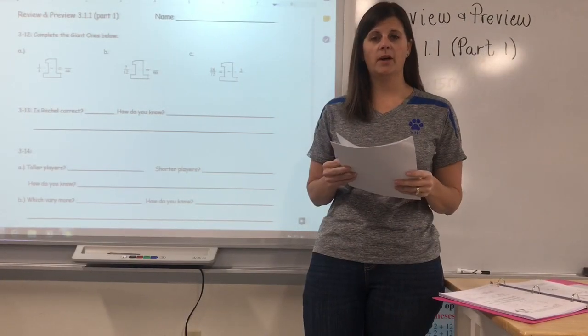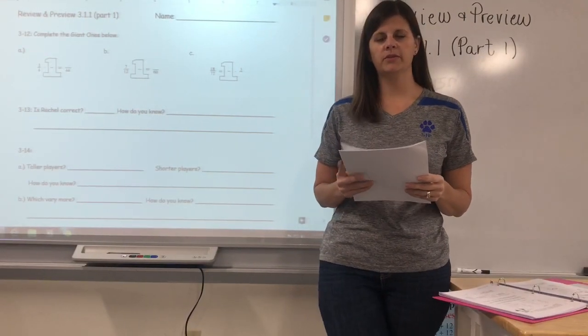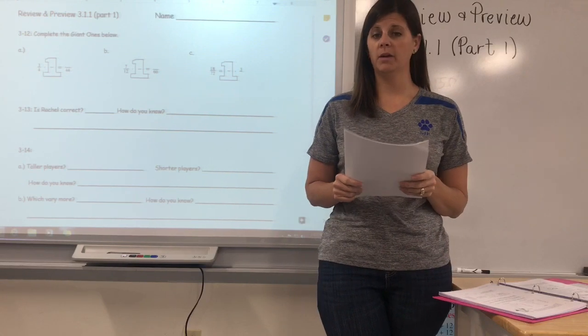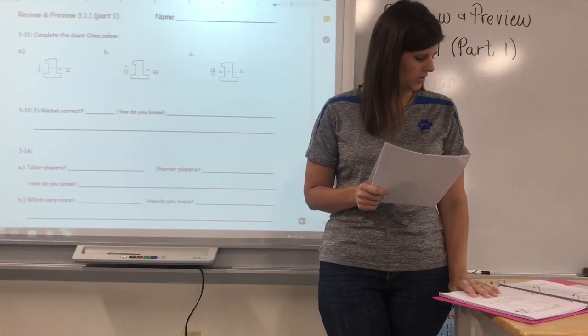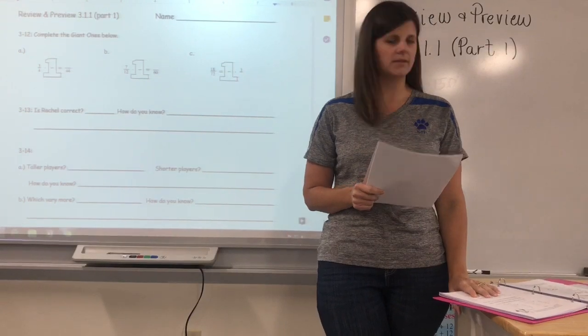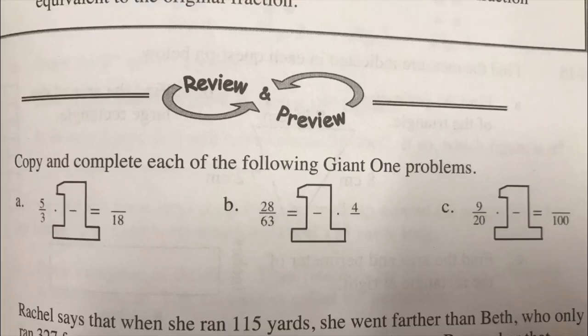We are ready to talk about instructions for Review and Preview 3.1.1 Part 1. Question 12 asks you to copy and complete some Giant 1 problems. Those are already on your answer sheet for you. And on your answer sheet, your job would be to fill in the correct Giant 1 that's being used, and then use that Giant 1 to figure out the missing value that's on the right.